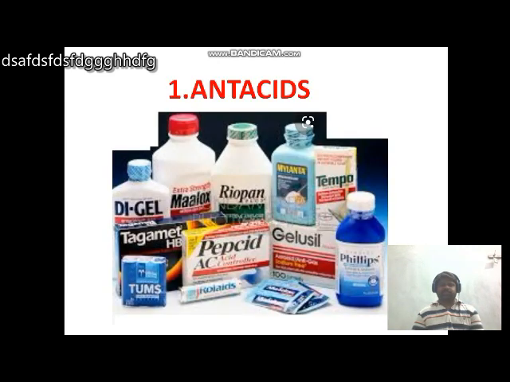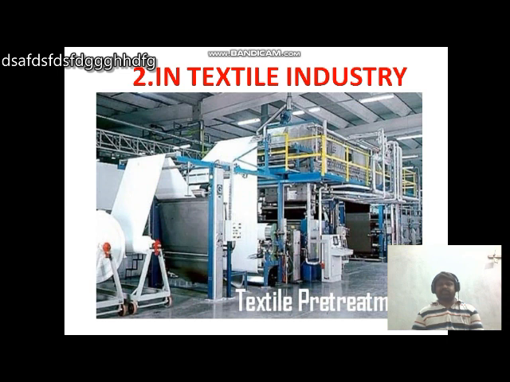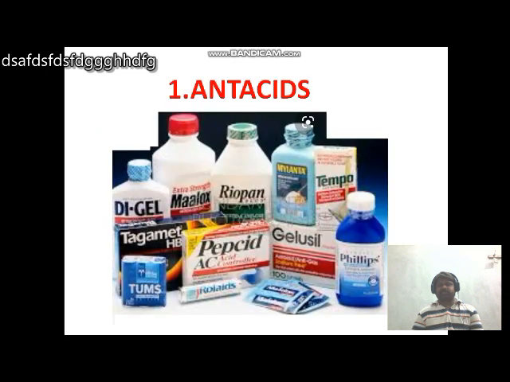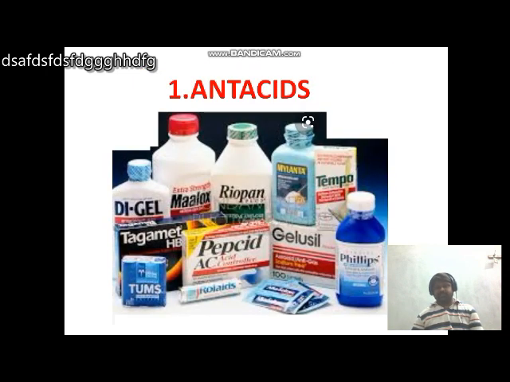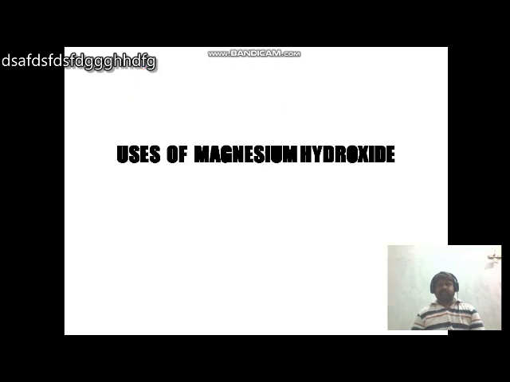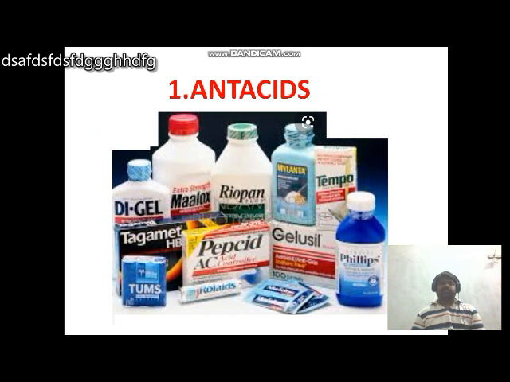So this is aluminum hydroxide. Next, aluminum hydroxide is used in the textile industry. Uses of magnesium hydroxide. Here again, magnesium hydroxide is used as an antacid. Before, we discussed an antacid prepared from aluminum hydroxide, and this antacid is prepared from magnesium hydroxide, which decreases acidity.